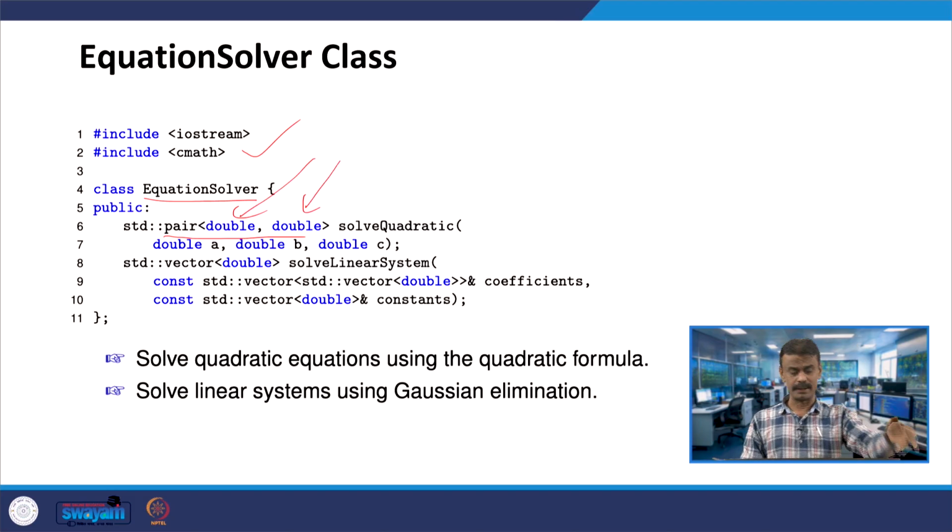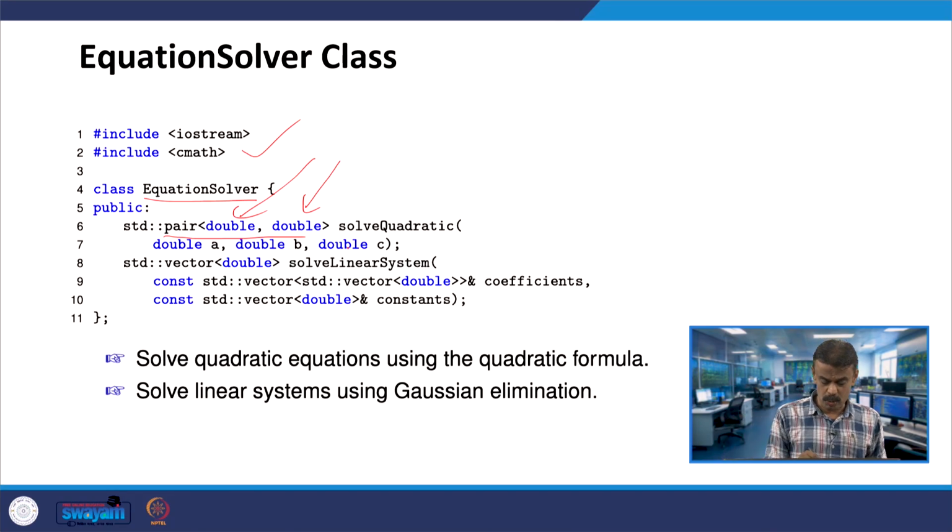Even you can use a template, right. Assume that you are going to use some other template, we can use it; we will start using it. So, pair of double, double. Here you have two variables, double and double, and the name of the function is solveQuadratic, under the inbuilt class pair, where the pair contains double and double.